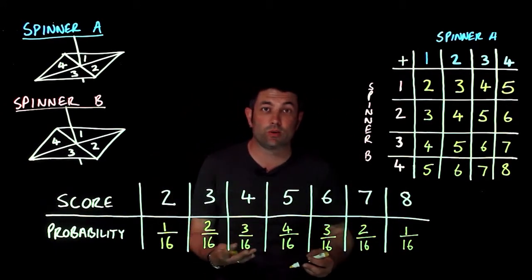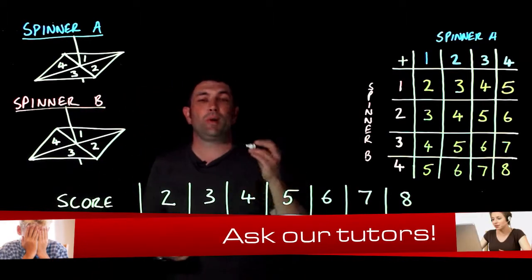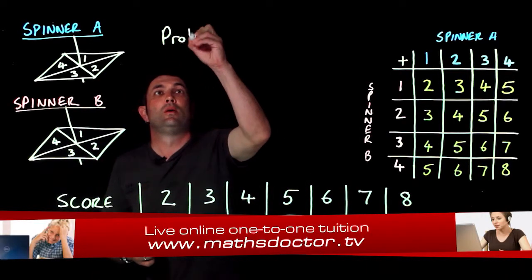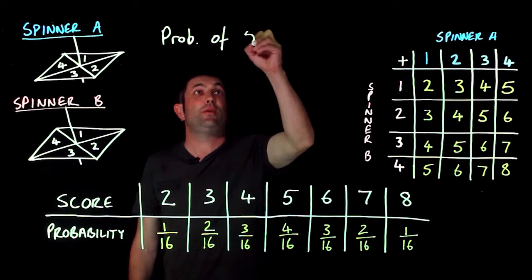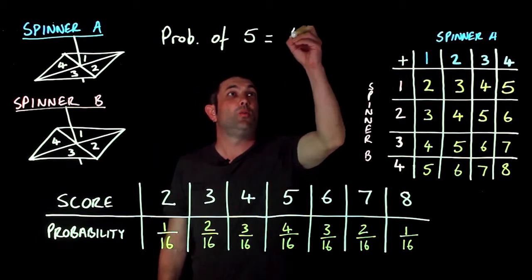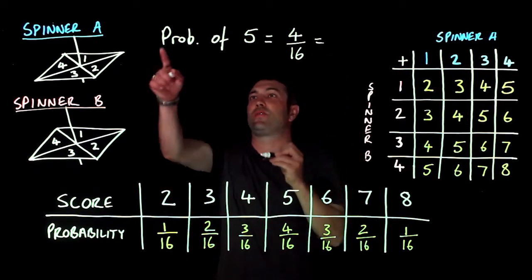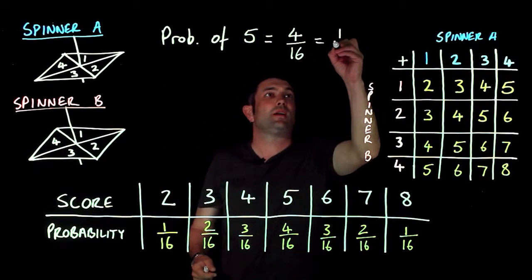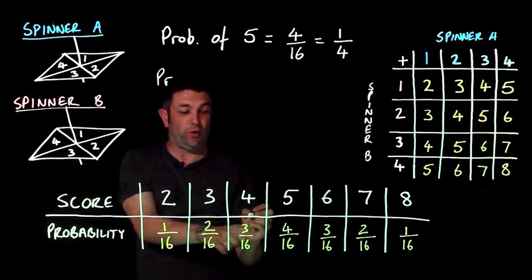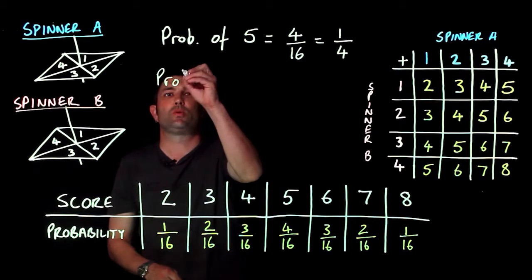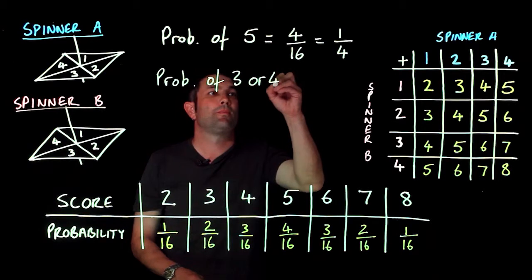Now, the sorts of questions we could be asked would be, and I'll do these questions, what would be the probability of scoring, shall we say, a 5? Probability of scoring 5 would be 4/16. Now, at this stage, if that's a question, I would simplify that down to 1/4. But why we don't simplify in this table here is because what's the probability of scoring 3 or 4?